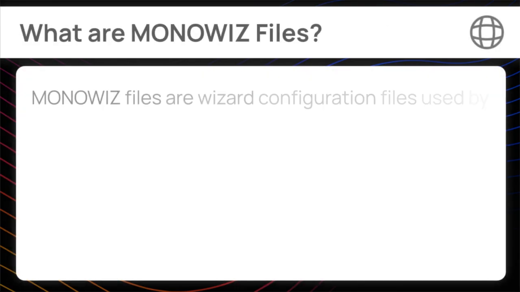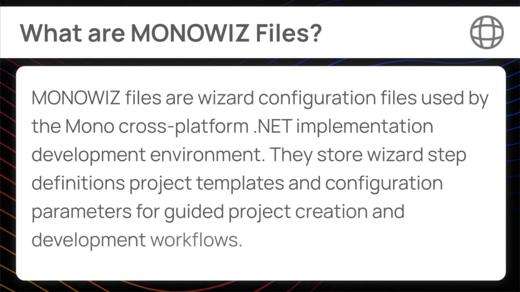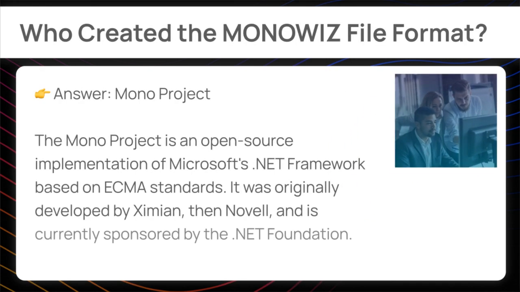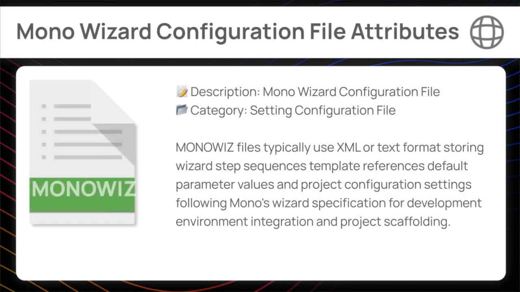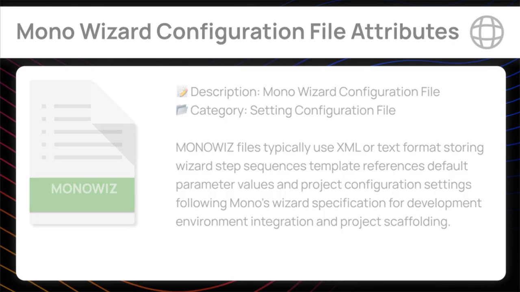MONOWIZ files are wizard configuration files used by the Mono cross-platform .NET implementation development environment. They store wizard step definitions, project templates, and configuration parameters for guided project creation and development workflows. MONOWIZ files typically use XML or text format, storing wizard step sequences, template references, default parameter values, and project configuration settings, following Mono's wizard specification for development environment integration and project scaffolding.